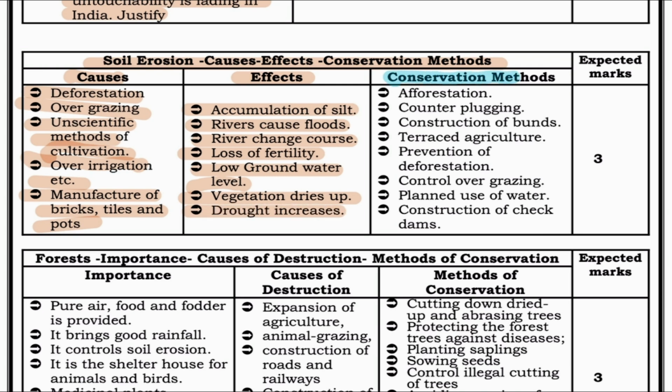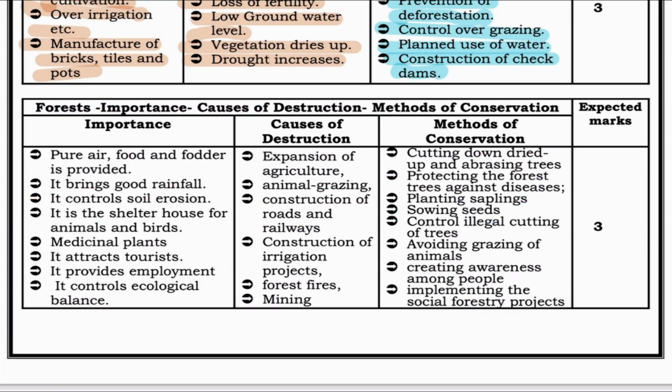Conservation methods: afforestation, contour plowing, construction of bunds, terrace agriculture, prevention of deforestation, control of overgrazing, planned use of water, construction of check dams. For 3 marks. Forests: important causes of destruction, methods of conservation.